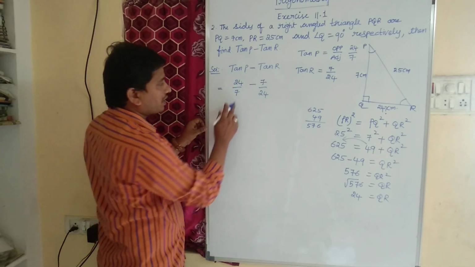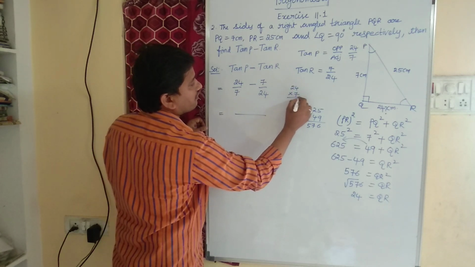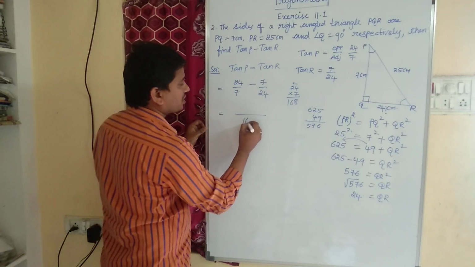Right? So what is the LCM of 7 and 24? 24 into 7. 7 4s are 28, 7 2s are 14 plus 2, 16. 168.